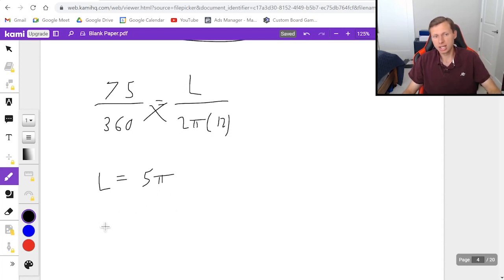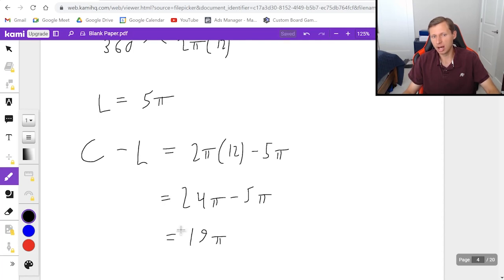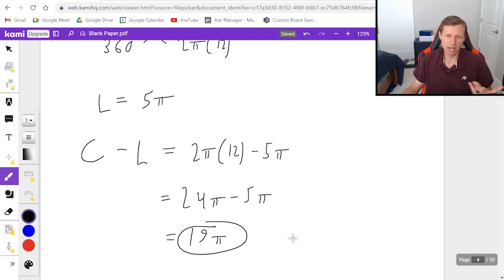So then what you would say is the circumference minus the arc length you don't want is equal to your actual answer. So the circumference, which we know is 2 pi r, so times 12, minus 5 pi, which is the arc length we did not want, that's going to be 24 pi minus 5 pi. It's going to be 19 pi, which is the same answer we got as before, which is exactly what I said would happen. And so the good news is I don't care which method you use, neither will your teacher.